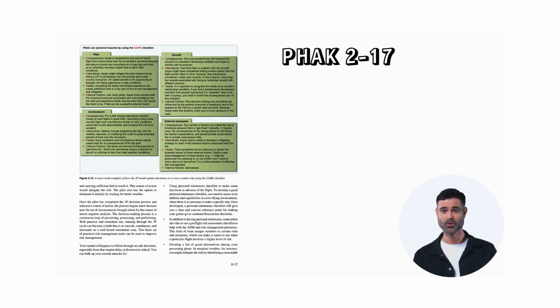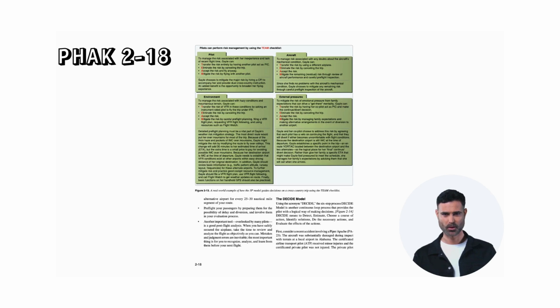Develop a list of good alternatives during your processing phase. In marginal weather, for instance, you might mitigate the risk by identifying a reasonable alternative airport for every 25-30 nautical mile segment of your route. Pre-flight your passengers by preparing them for the possibility of delay and diversion, and involve them in your evaluation process.